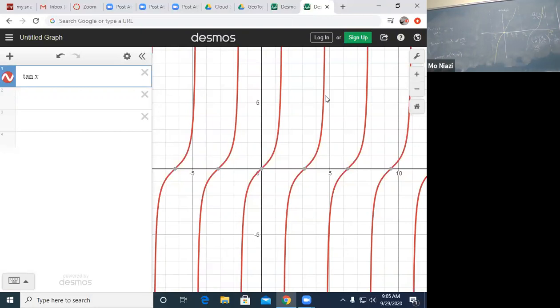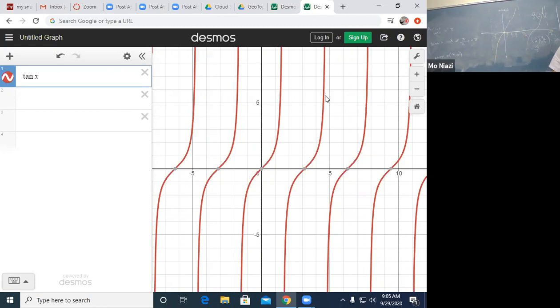Wait, why isn't it just n pi, or why is it n pi over 2? So there's two ways of saying it. You can say it can't be pi over 2 plus an n pi. That's another way of saying it. Another way of saying it is it can't equal n pi over 2. They're both equivalent.